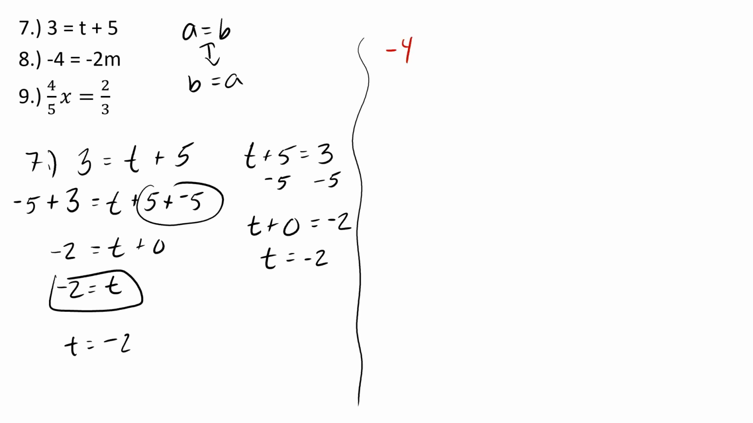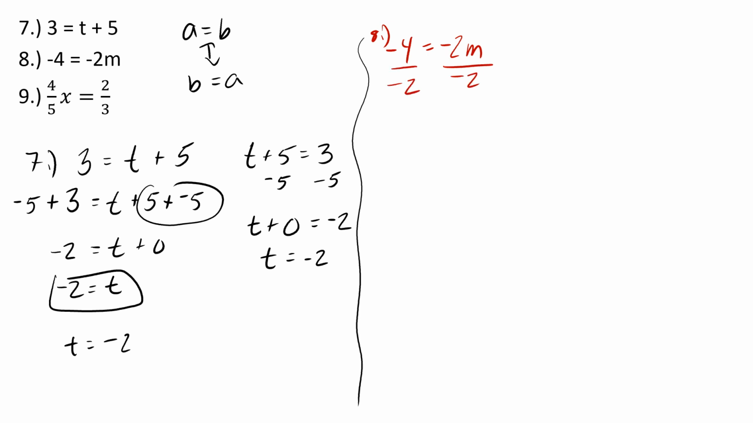Next one, number 8. Negative 4 is equal to negative 2m. I'm going to go ahead and do this the way that I think the vast majority of people do it. Because when we change this to multiplication, well, I guess we can do this one by multiplication by the reciprocal anyway, because it's multiplication here. But if I want to undo that multiplication, I would undo it with division. And so I would divide both sides by negative 2.